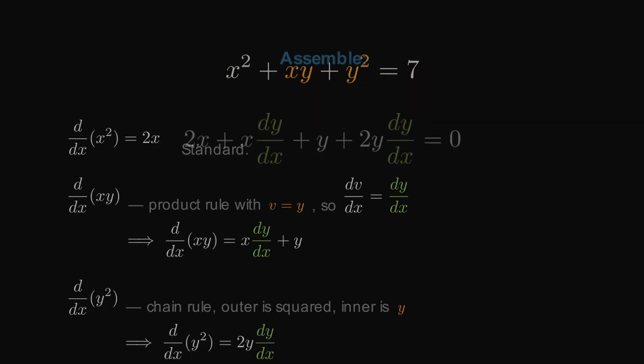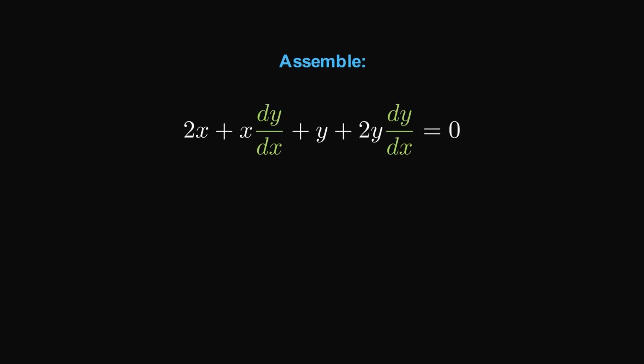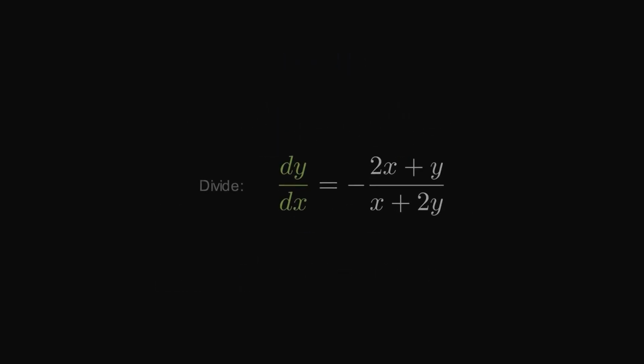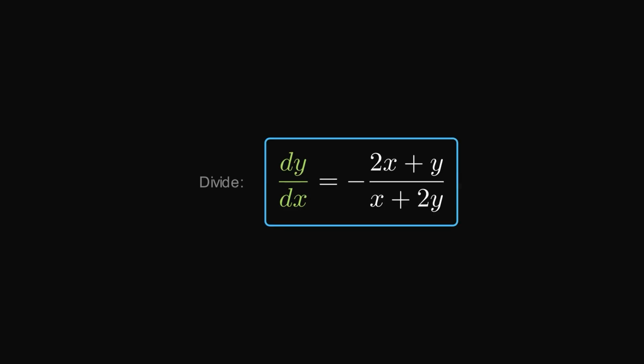So if we assemble this all together now, we get 2x plus x dy by dx plus y plus 2y dy by dx is equal to 0. So we have an equation we can solve, where we need to isolate dy by dx because that's what we're solving for. Okay, so if we separate dy by dx from everything else, we can say that dy by dx is equal to negative (2x plus y) over (x plus 2y). Now, one of the reasons why this is seen so much in the exam is because it tests everything at once. You've got the product rule, chain rule, algebra, and composure under pressure.